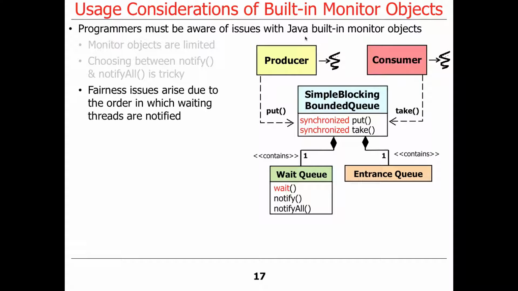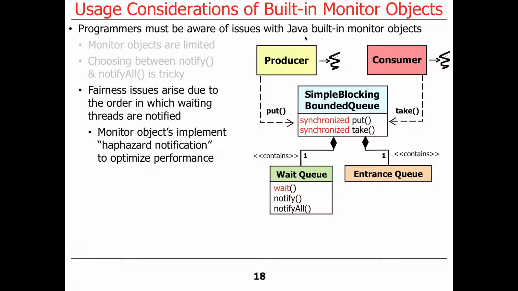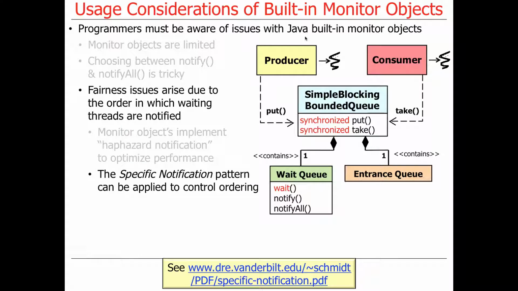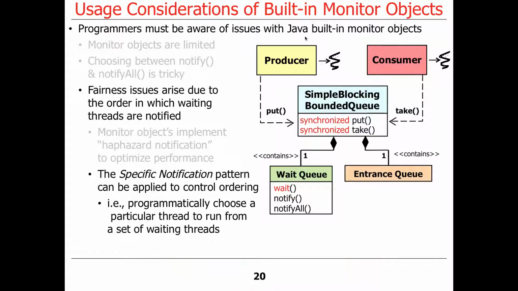Another tricky part has to do with what we've been talking about before, these fairness issues, because there's no specification of when or which thread is awakened when things are notified. That's called haphazard notifications we've talked about. And you can use the specific notification pattern to control the ordering as we've described. And what that does, as you know, is make it programmatically clear which thread gets awakened if you have multiple threads waiting. That, of course, is more complicated as well.